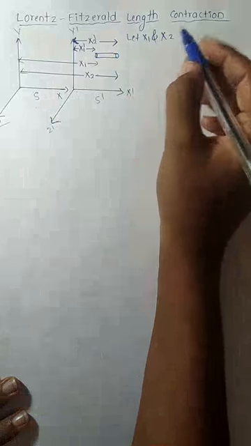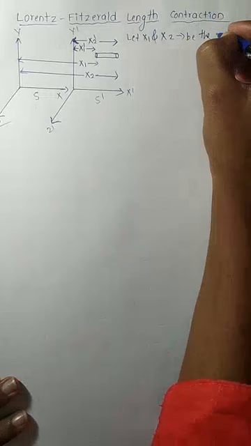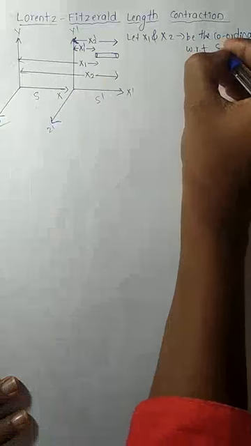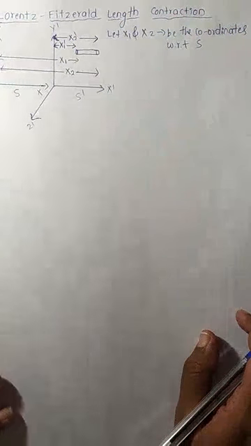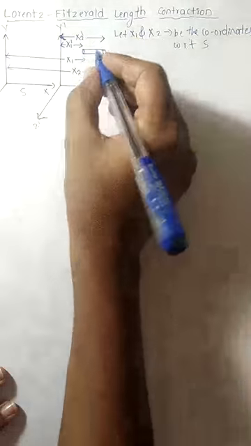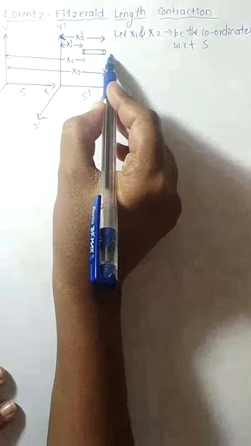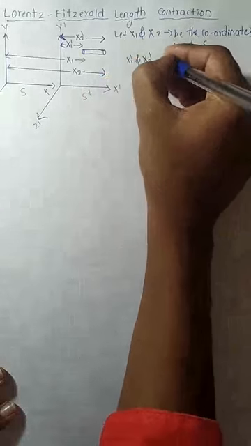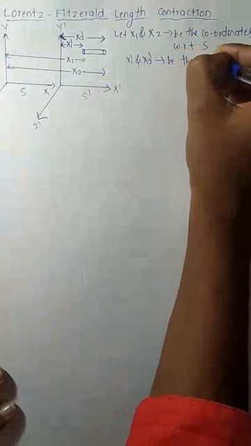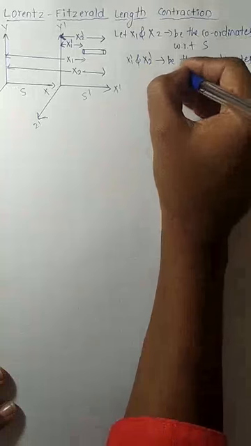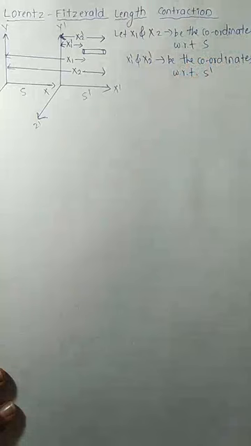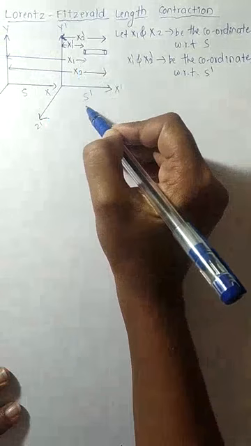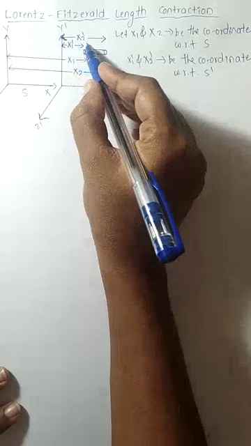Let x1 and x2 be the coordinates with respect to the S frame. So from the S frame, when you calculate, the coordinates become x1 and x2. At the same time, from the S dash frame, if you find these two coordinates, they become x1 dash and x2 dash. I will write x1 dash and x2 dash as the coordinates of the rod, but with respect to the S dash frame. So from the S frame, we get x1 and x2, and from the S dash frame, we get x1 dash and x2 dash.